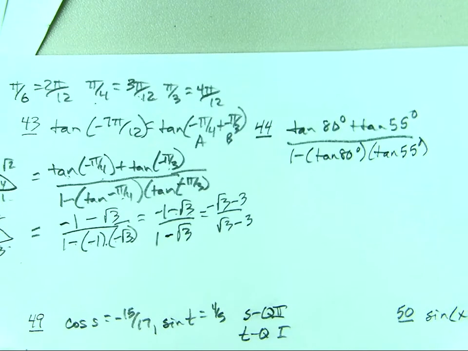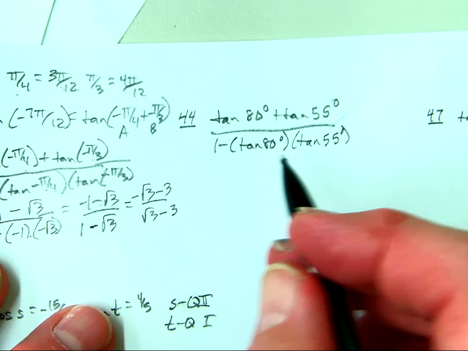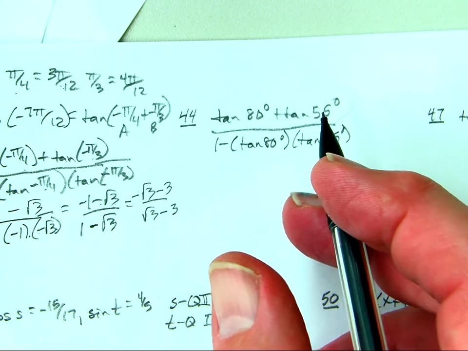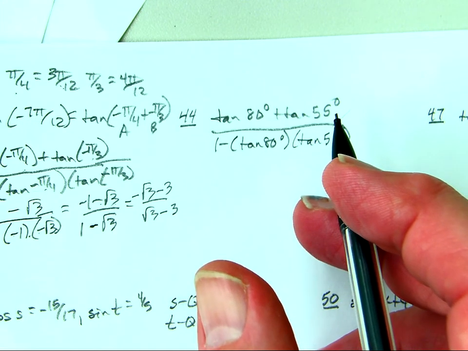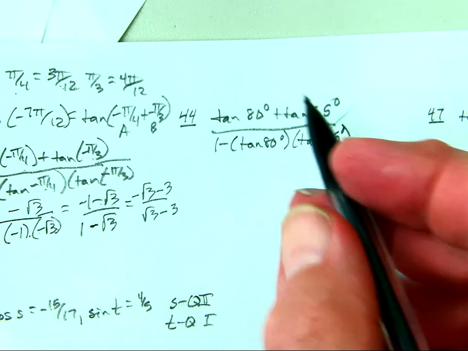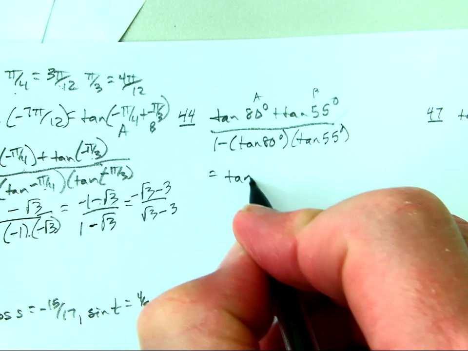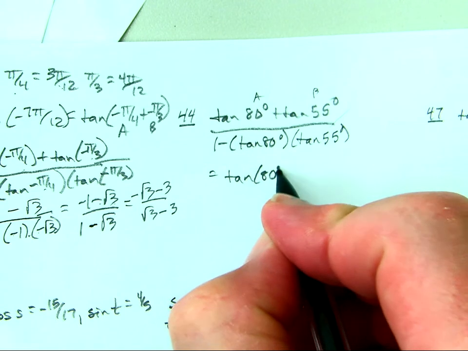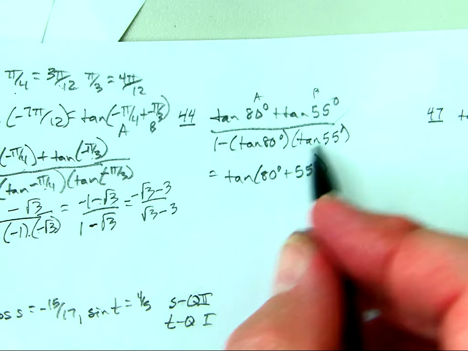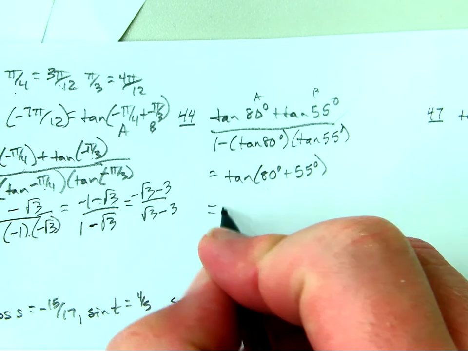All right, the next one is 44. Now, if you look at this one, you want to look at all that. That looks like it matches the right side of an identity. If you look at your identity sheet, it looks like that matches the right side of tangent of A plus B. So there's your A, there's your B. So that equals the tangent of A, which is 80, plus B, which is 55. So if that matches the right side, it has to equal the left side. That's what we have.